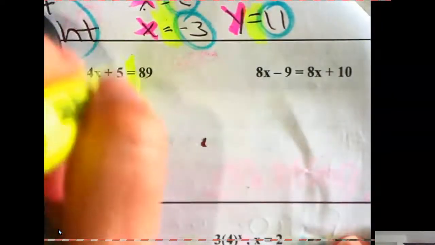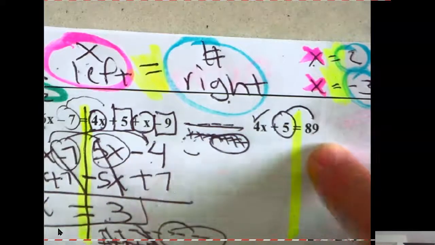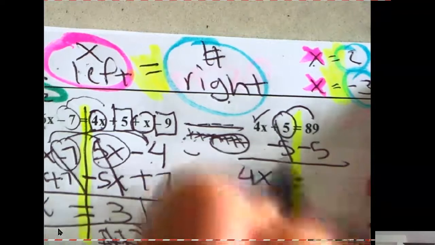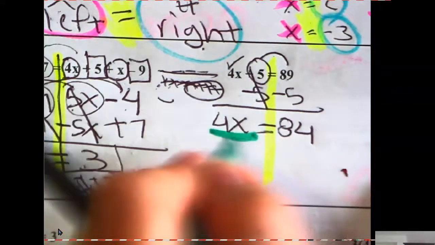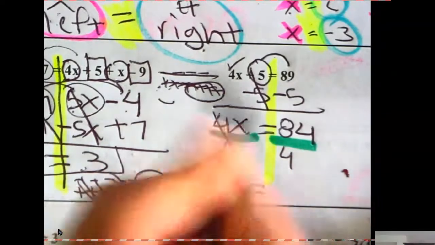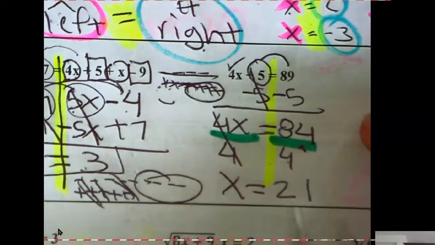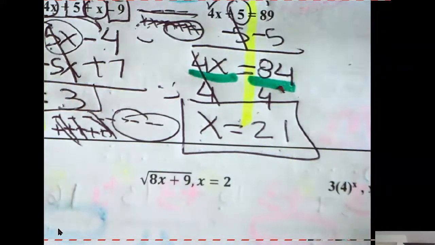Okay, draw my line. All right, so let's look at this one. X on the left, good. Number on the right, move it over. -5 minus 5. 4x equals 84. The last step I always need to do, divide. X equals 8 divide 4, 2. 4 divide 4, 1. Now Miss Rifkin is happy. Number on the left, letter on the right.